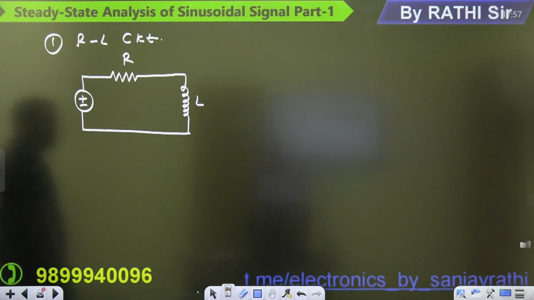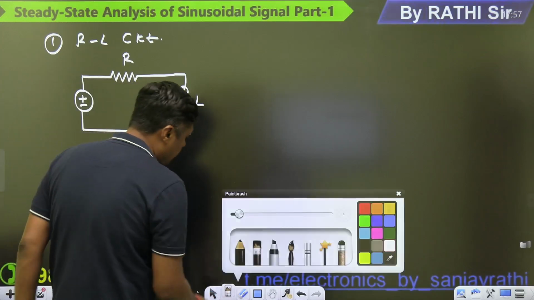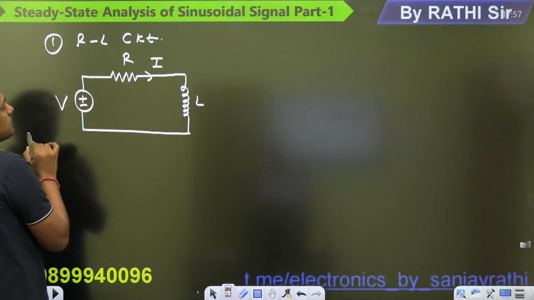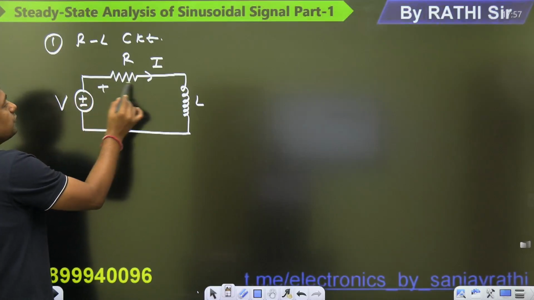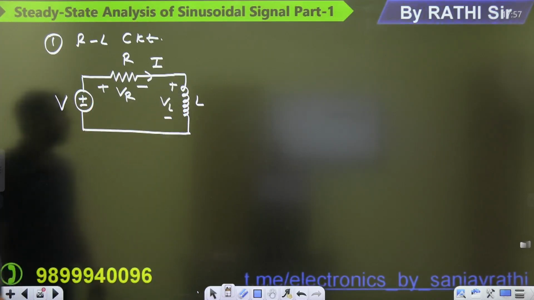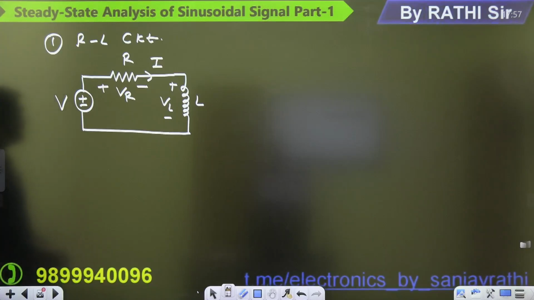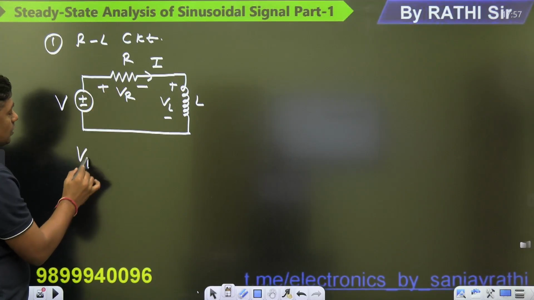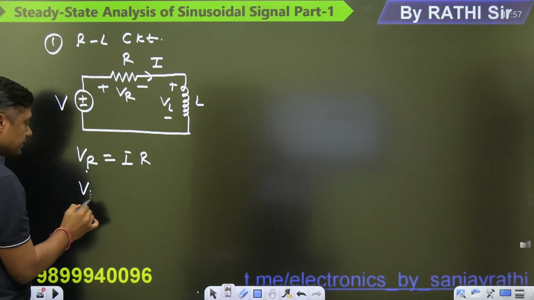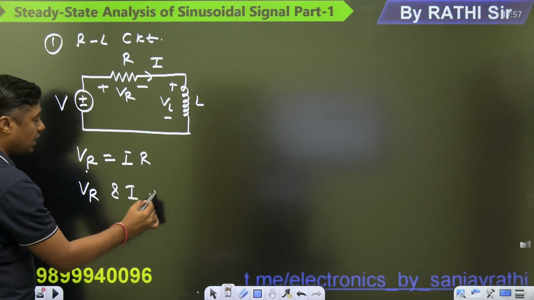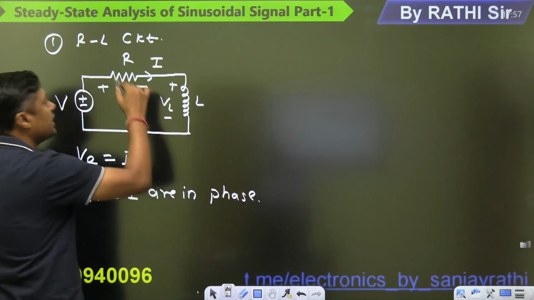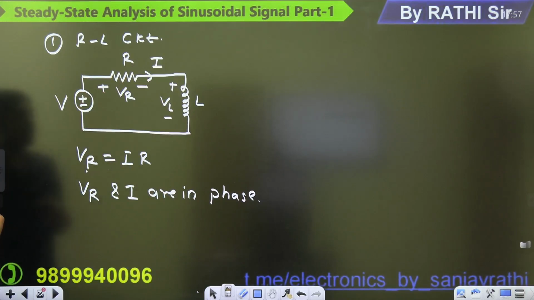So RL circuit means, always remember guys, current will remain the same. For example, this is the current phasor, this is the voltage. So what is the VR? And this is the voltage across the inductor VL. Now, what is the VR? VR is I into R. So VR and I are in the same phase. The voltage across the resistor and the current are in phase, meaning there is no phase difference between I and VR.